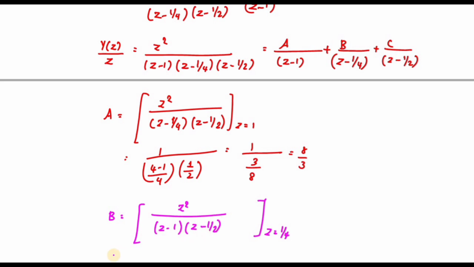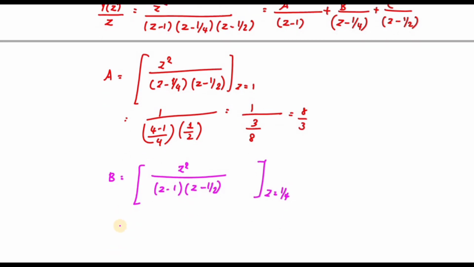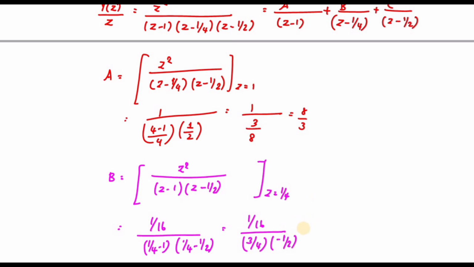Okay. So now I am going to substitute the value. If I substitute, I will get 1 divided by 16 divided by 1 by 4 minus 1, 1 by 4 minus 1 by 2. So you will get 1 by 16, 3 by 4, minus 1 by 2. So this is equal to 1 divided by 16 minus 3 divided by 8. So that is equal to minus 1 divided by 6.